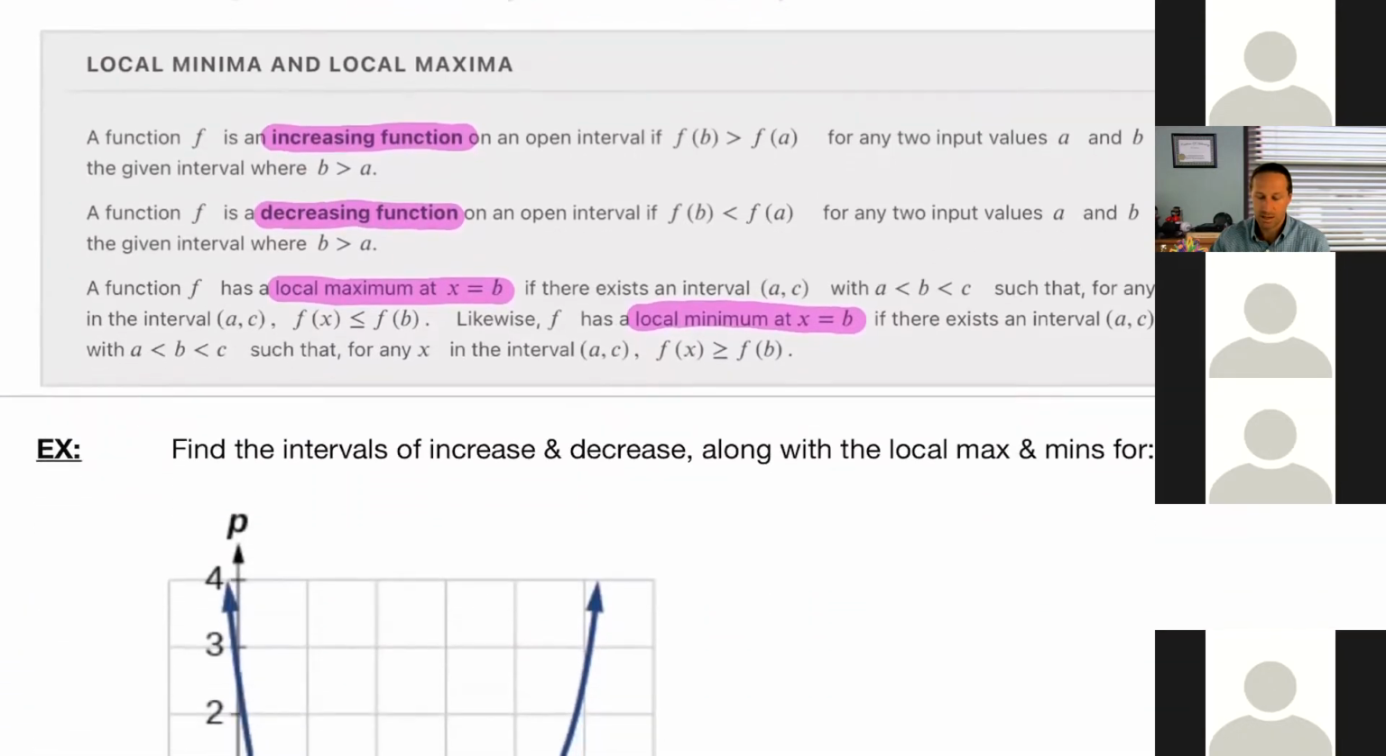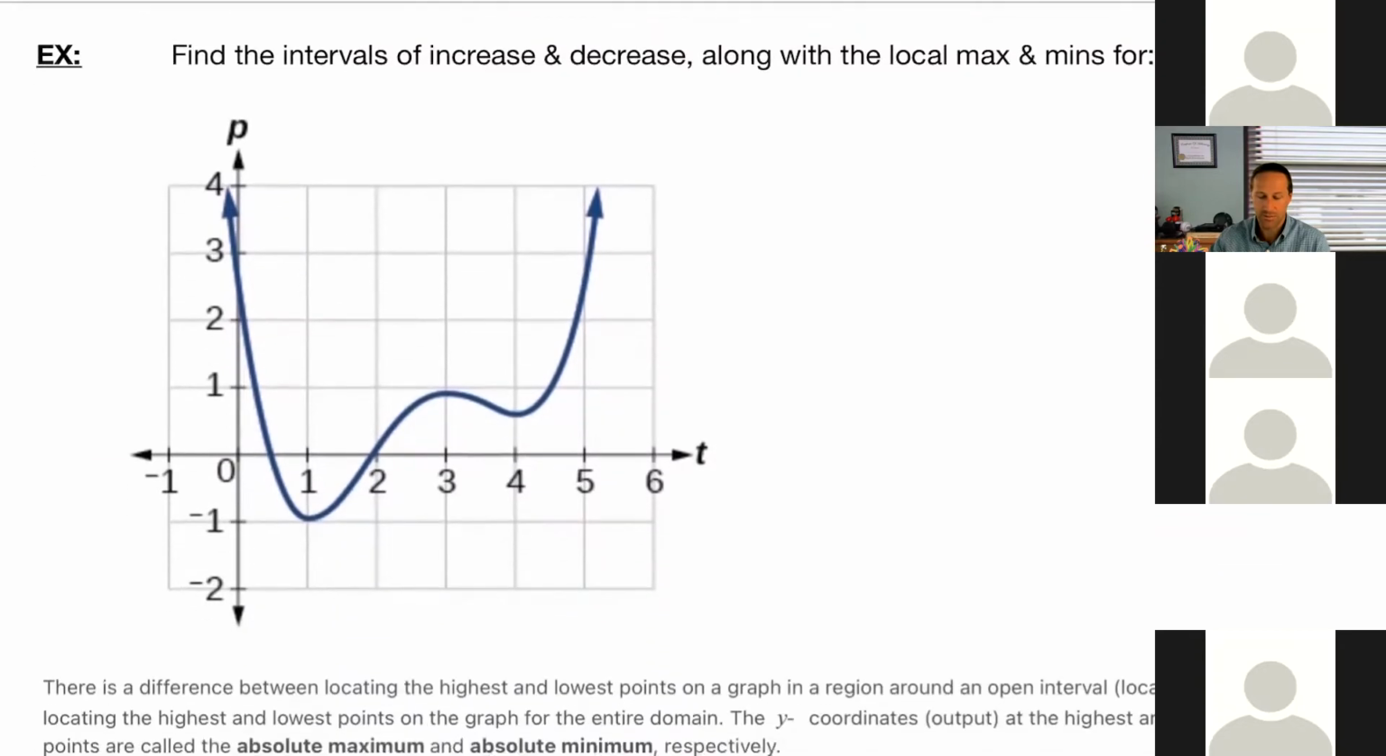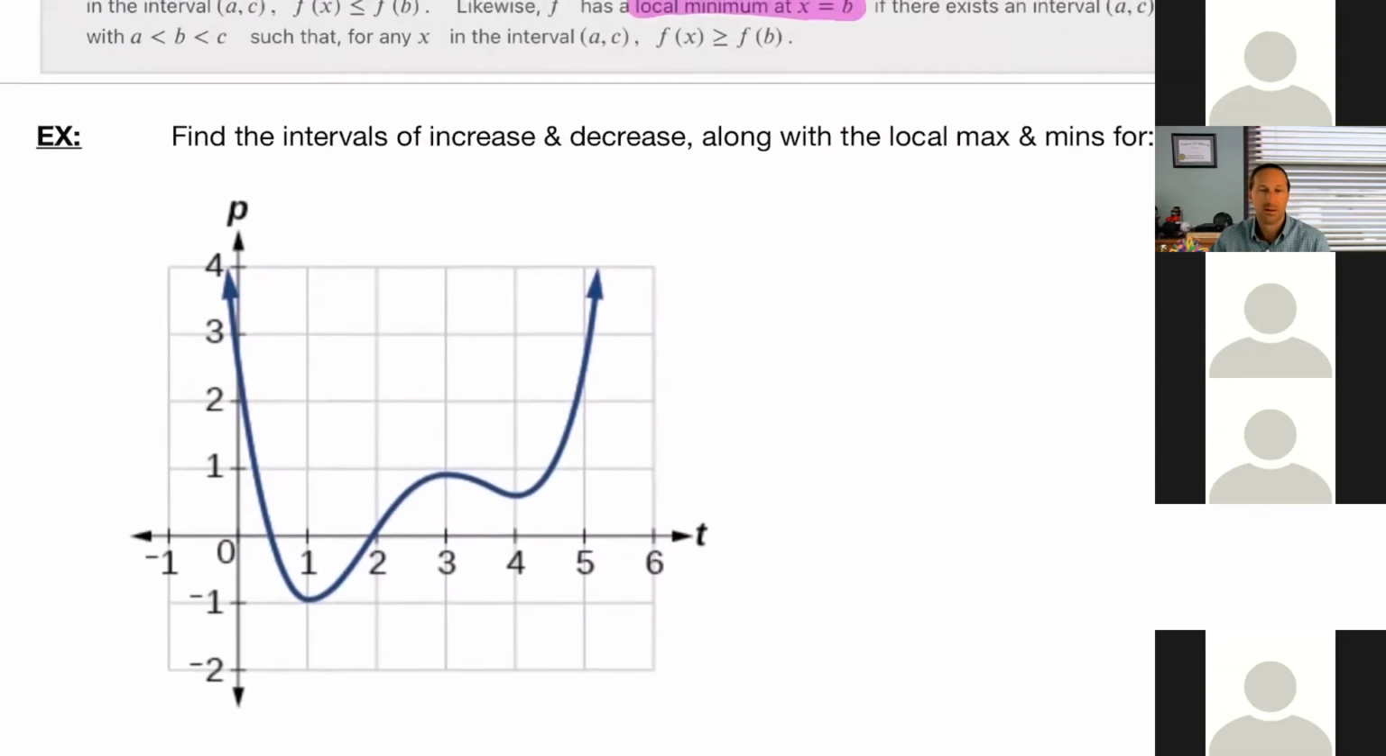Okay, so let's do an example. And again, we'll start with the graph because it's easier to see. If I asked you to find the intervals, again, talked about that earlier, of increase and decrease, and give me the local max and mins, I'll give you a second to think about that and then see if you can give them to me.